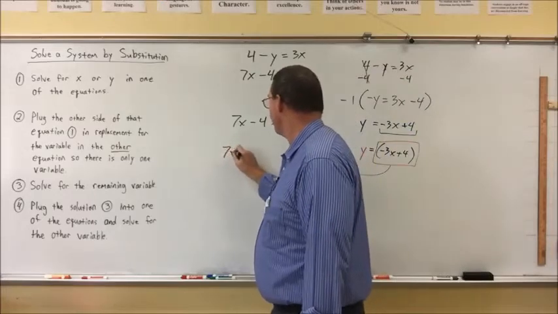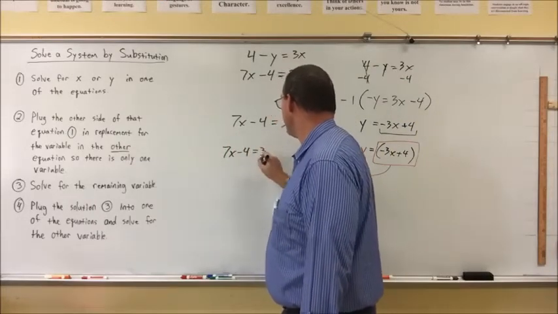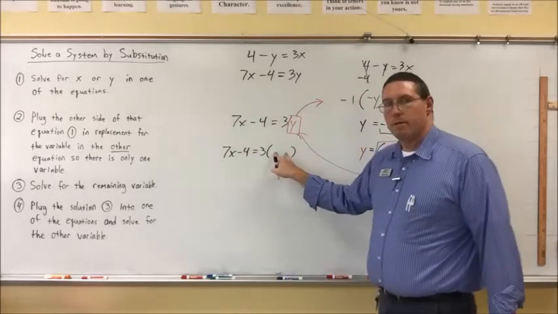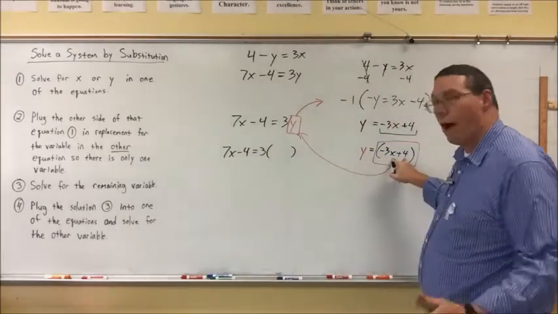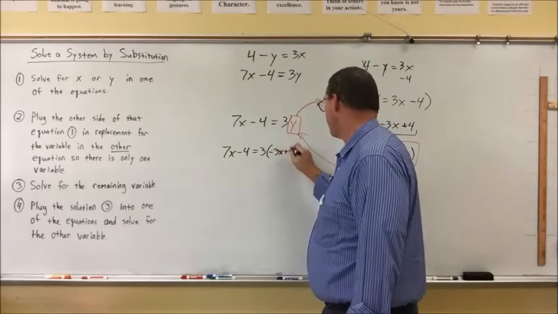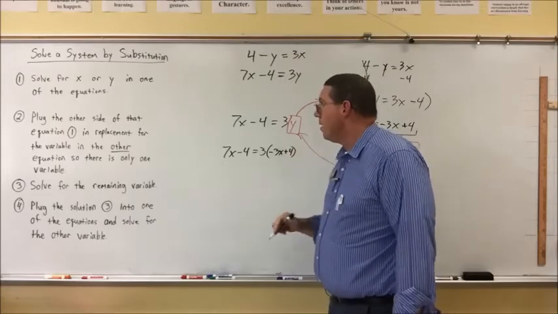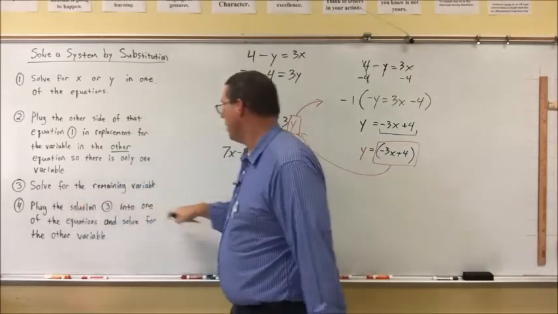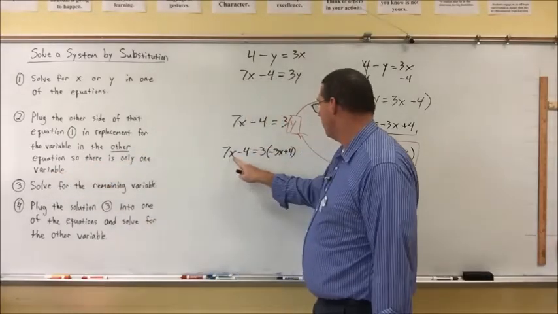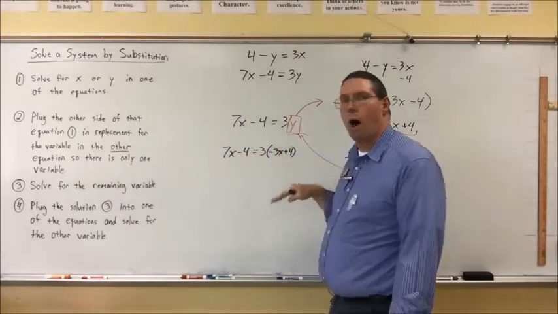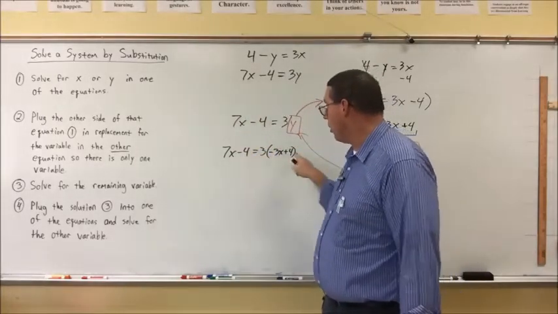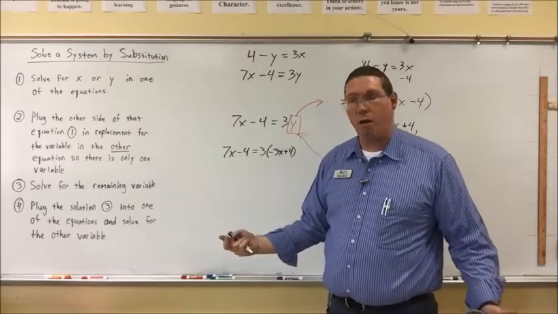So I'm now going to have 7x minus 4 is equal to 3, and then what I would have here is y, but instead of the letter y, I'm going to put in what y is equal to, which is negative 3x plus 4. So I'll put a negative 3x plus 4 right there. Next step says solve for the remaining variable, so that there is only one variable remaining. Look, the only thing left in this is an x. There's no more y. So we can solve for the remaining variable. We have one equation, one variable, we can solve.